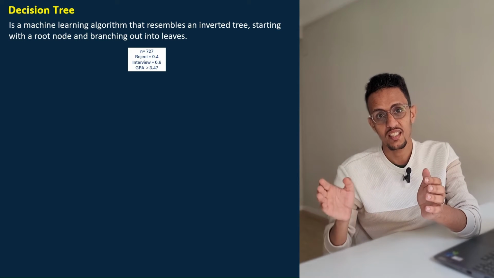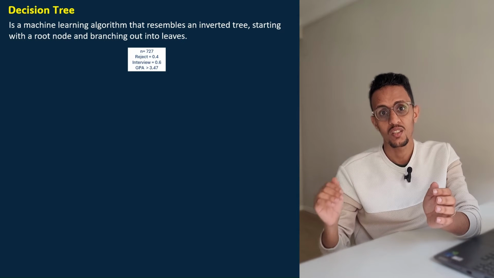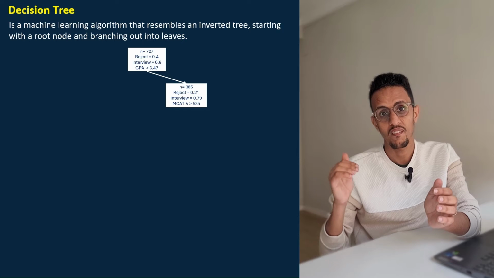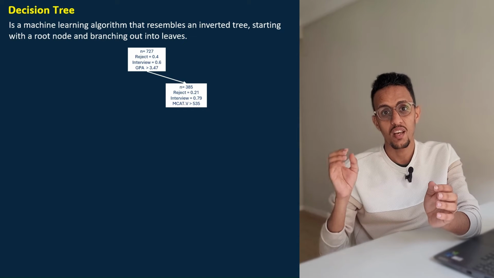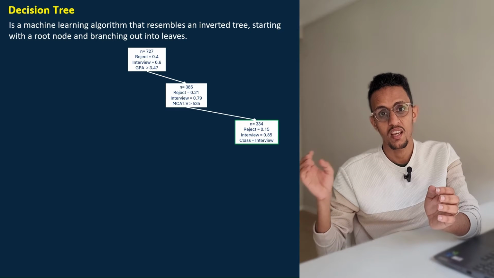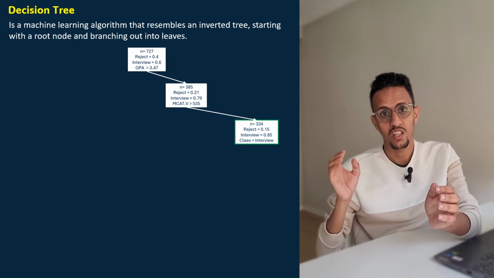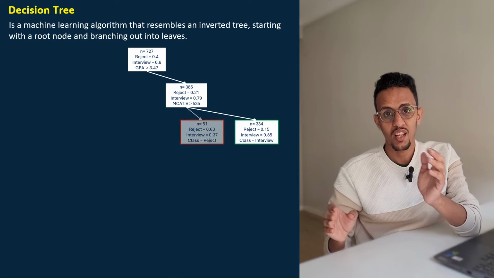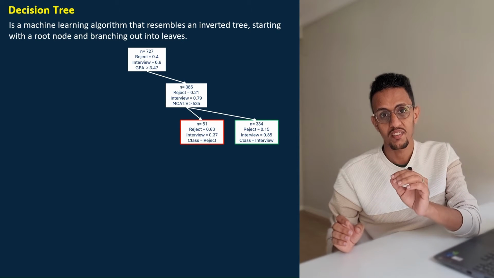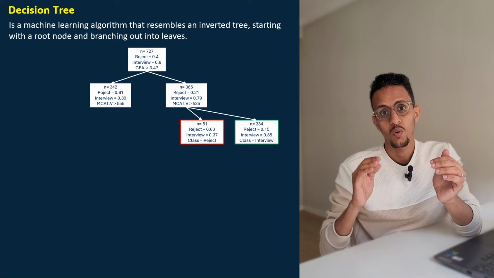If the answer is yes, then the next question is, what is the score in the verbal admission exam? Is it more than 535? If the answer is yes, then the applicant gets invited to the interview. If the answer is no, the application gets rejected.